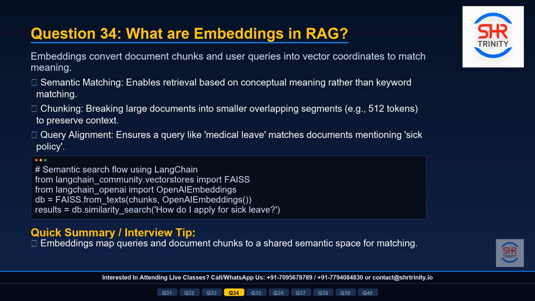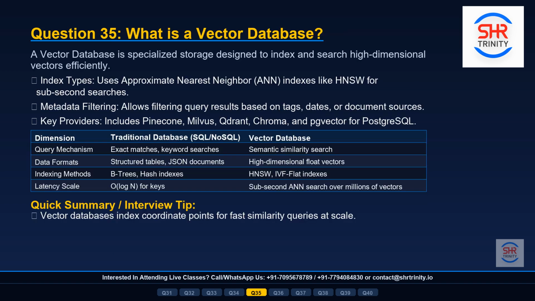What is a vector database? Look at the comparison table. Traditional databases are designed to store structured tables or JSON documents and query them using exact keyword matches. However, they struggle to search high-dimensional vectors at scale.